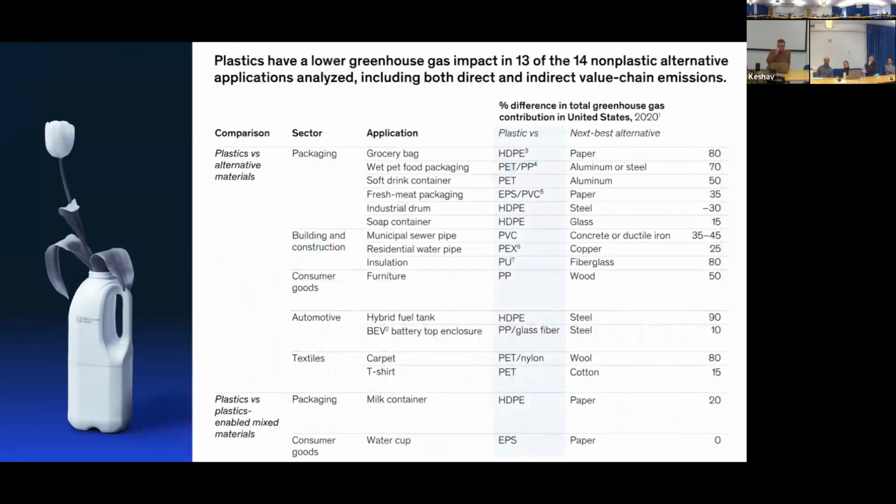And we're looking at the next best alternative. So these are all the applications like grocery bags, wet food packaging, soft drink, etc. This is the plastic material, and this is the next best alternative of what you can go to. And this is the difference in emissions here. Only steel industrial drums are slightly 30% better than plastic on emissions. Everything else is worse for the environment on emissions. And that was quite surprising, obviously, because I think the message there is if you're going to ban a plastic, you need to make sure no one uses an alternative in its place.